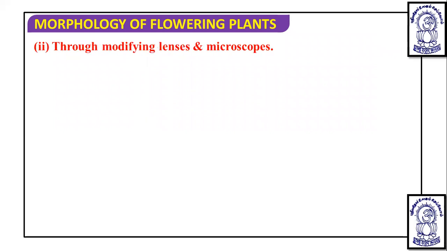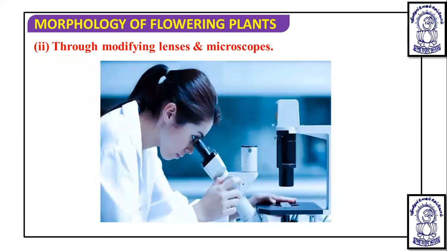Another method that can be used to study this: if there is a large organism, then we can use the first case, that is, naked eyes. But if there are minute, microscopic organisms, then there is a need for lenses and a microscope. So these microbes can be studied by using lenses and a microscope. This is a research lab where a microscope is being used.